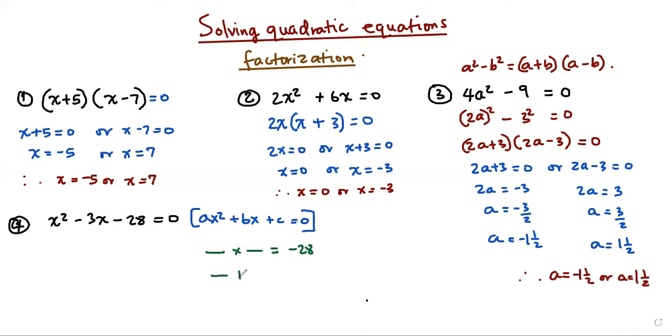and two numbers to add to get negative 3. So what could be those numbers? Two numbers that we can multiply to get negative 28 and add to get negative 3. What are the numbers? Yes, Arirat, what are the numbers?